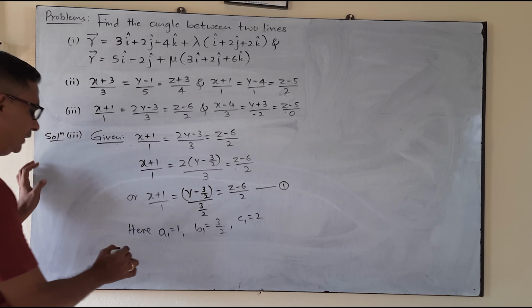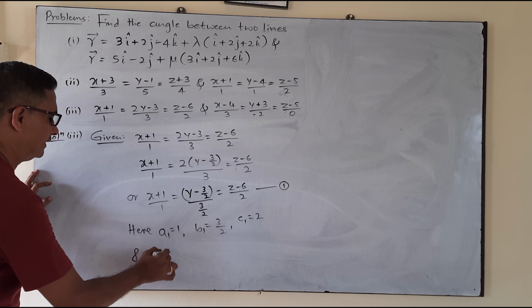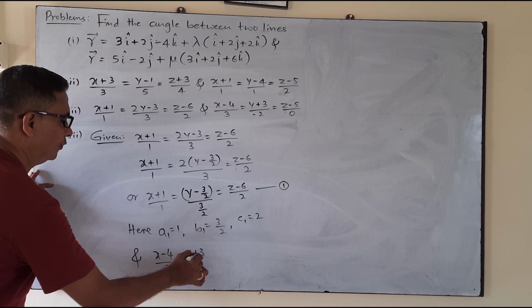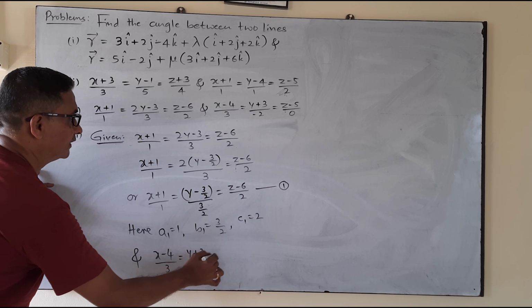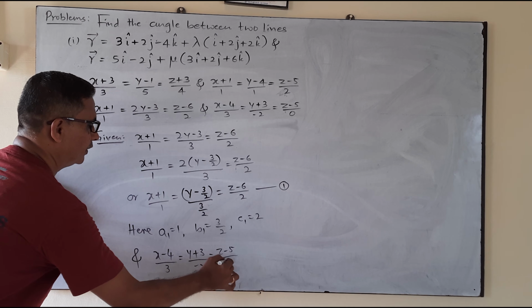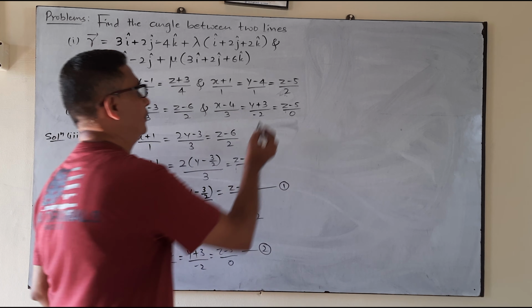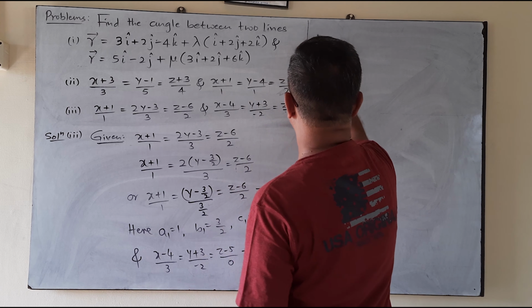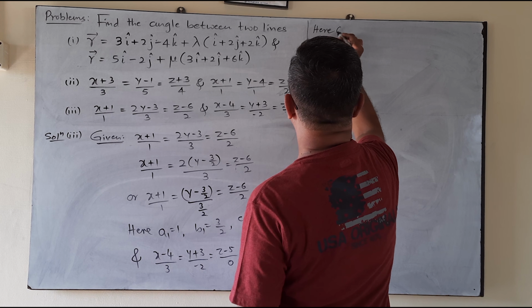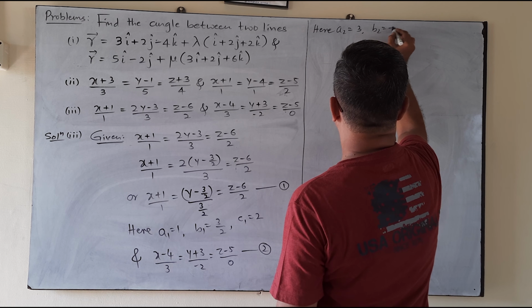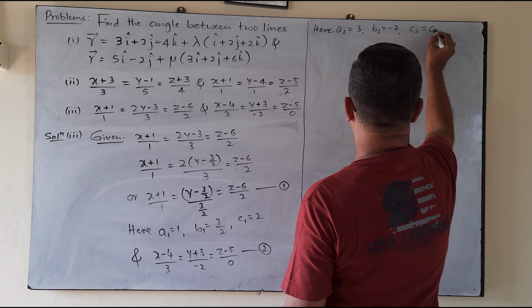Now look at the second line. Clearly it is in Cartesian form: (x minus 4) divided by 3, (y plus 3) divided by minus 2, (z minus 5) divided by 0. Clearly it is in Cartesian form. That is, what is the a2 value? Here a2 value is 3, a2 is equal to 3. Then b2 value is minus 2, c2 value is 0.